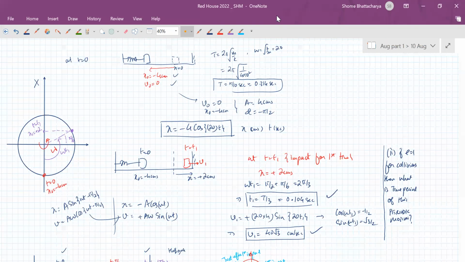Yes. Okay. So hope all of you have understood the method of visualization that I have used, the projection of UCM. It's much easier to understand when it will hit the wall. On the UCM, the phase angle is going from minus pi by 2 to plus pi by 6. So it's very easy to understand that it is covering a phase of pi by 2 plus pi by 6, that is 2 pi by 3. So obviously the time will be capital T by 3 because the phase angle is 2 pi by 3. So omega t1 is 2 pi by 3. So t1 is obviously capital T by 3.